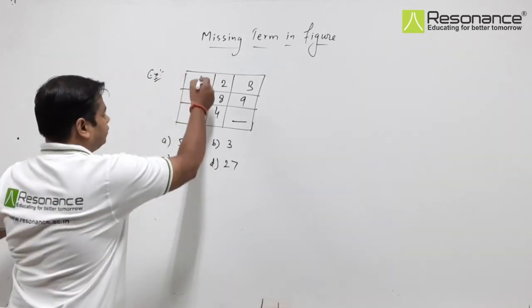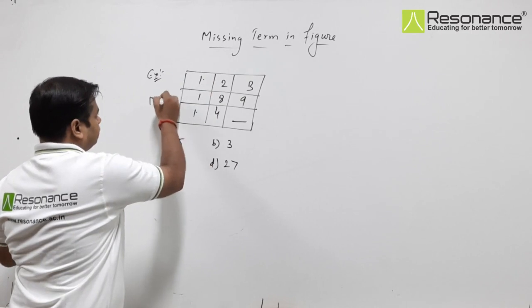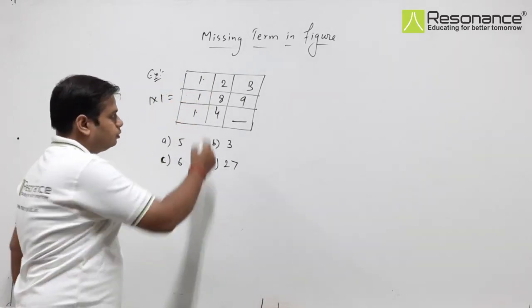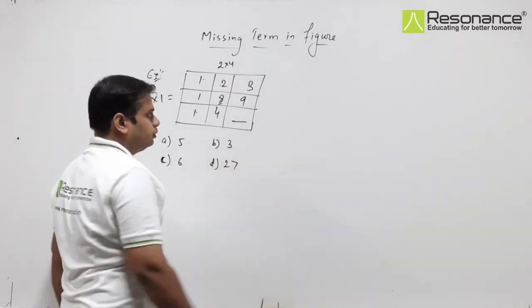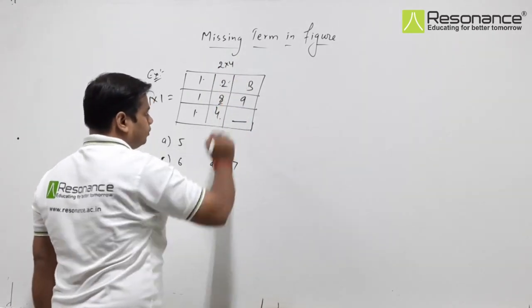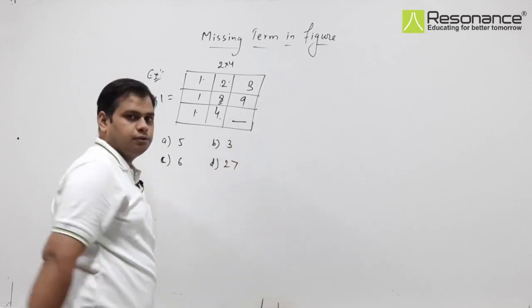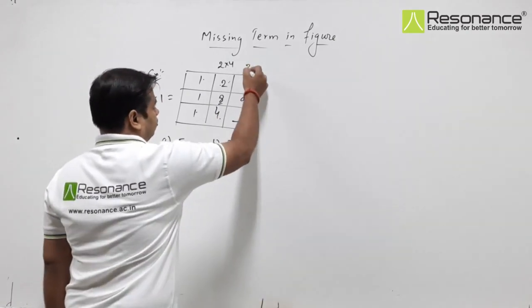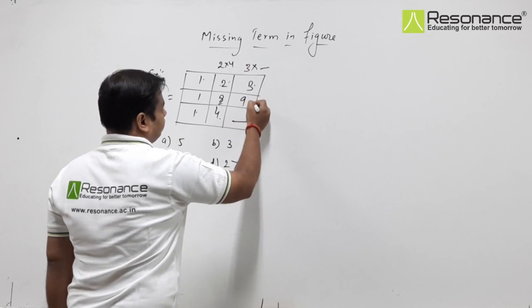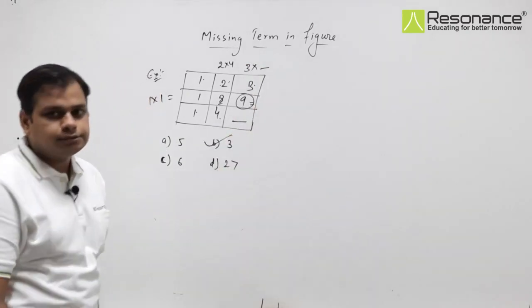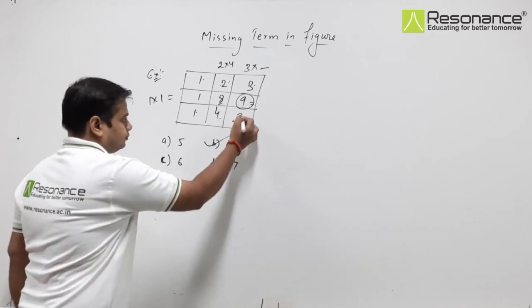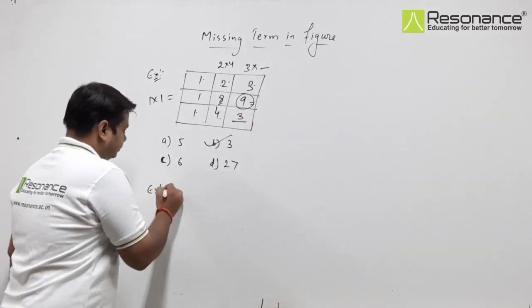If you see, 1 into 1 is equal to 1, 2 into 4 is equal to 8. So the product of the first and third number is written in the middle. So 3 multiplied by a number gives 9. So according to that, the answer is 3. Another example we have.